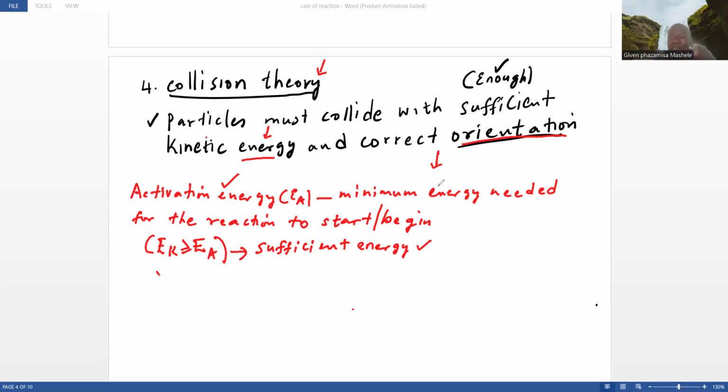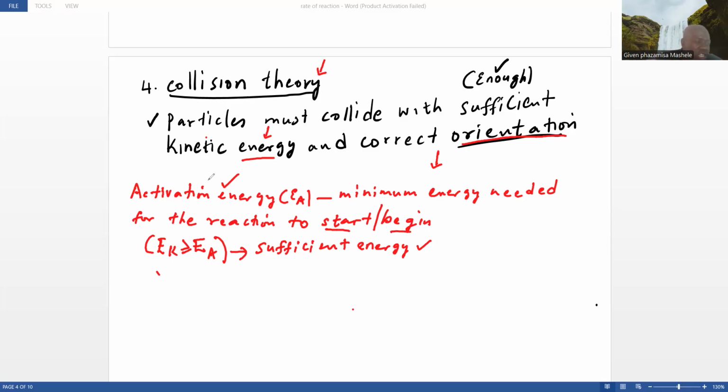Remember, we're talking about particles that are actually colliding. So when the particles start to collide, they are exposed to kinetic energy due to the movement. So if the average kinetic energy in those particles is higher than or equal to the activation energy, it means the reaction is beginning, the reaction is taking place. Remember, the minimum energy needed for the reaction to start is the activation energy.